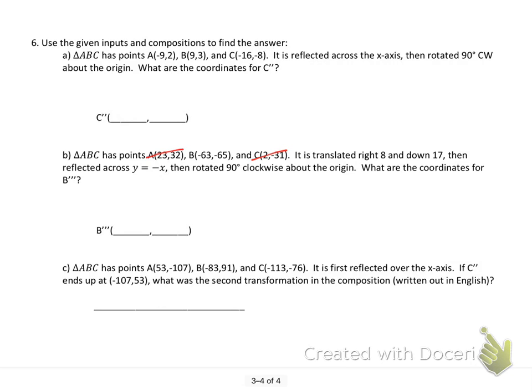So I'm going to start with that point B. I'm actually going to go through a little bit of this. So I've got (negative 63, negative 65) as my starting point. And the very first transformation is to translate right 8 down 17. So I know with translations, if I'm adding, or if I'm going to the right, that's positive in the x direction. So that's just negative 63 plus 8. This is one of those problems where you should show your work. If you go down 17, that's minus 17 in the y direction. So that's negative 65 minus 17.